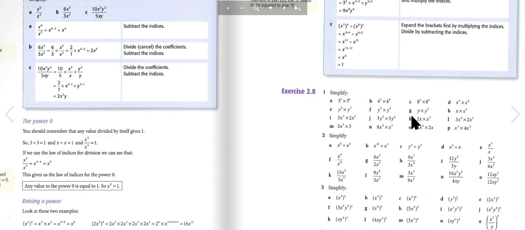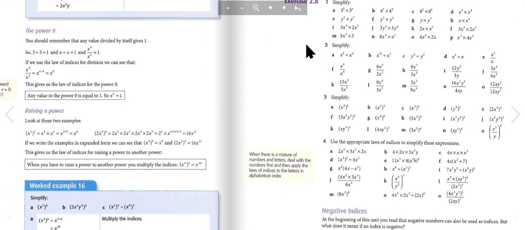2x times x cubed. 3x cubed times 2x to the power of 4. 5x cubed times 3. 8x to the power of 4 times x cubed. 4x to the power of 6 times 2x. x cubed times 4x to the power of 5.